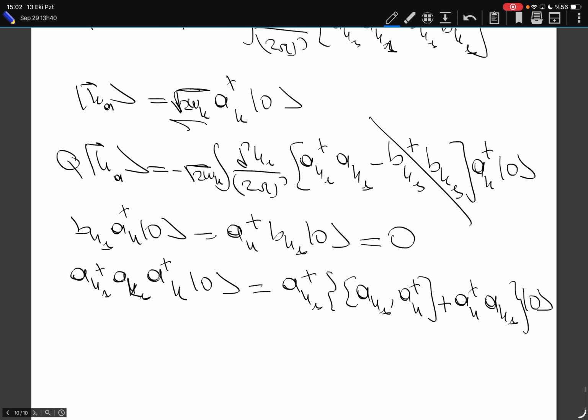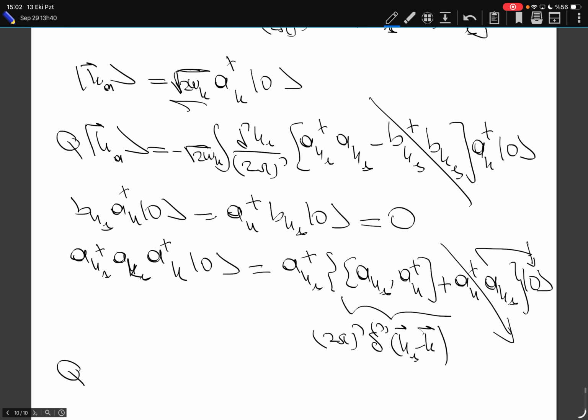I just wrote AK1 AK dagger equal to AK1 AK dagger minus AK dagger AK1 plus AK dagger AK1. But AK acting on the vacuum would give me 0, so this term won't give me any contribution. I know what this term is. This will be 2 pi cubed times the 3-dimensional Dirac delta of K1 minus K.